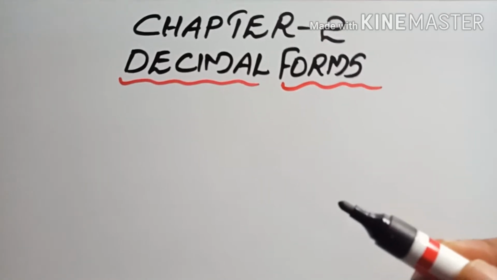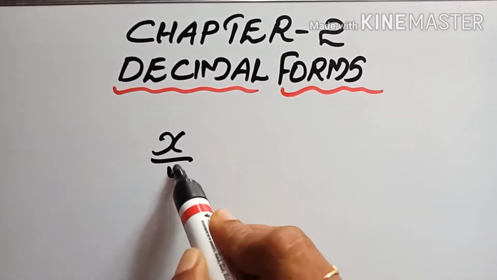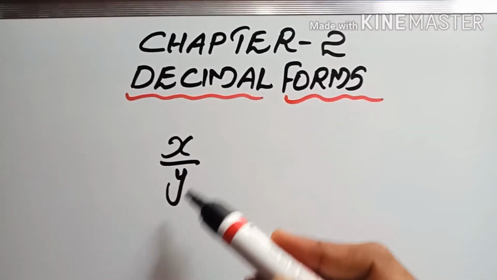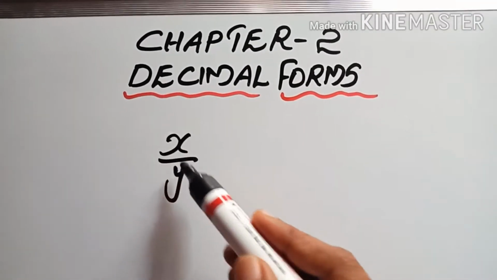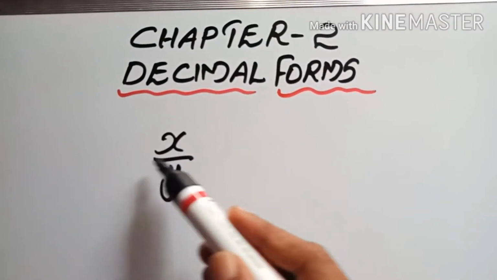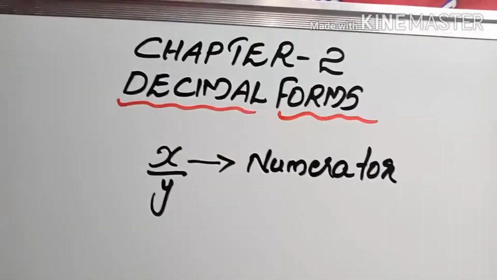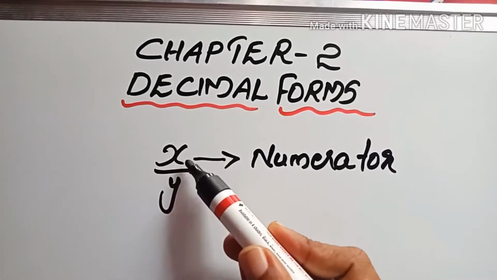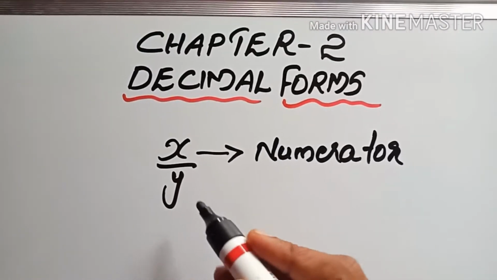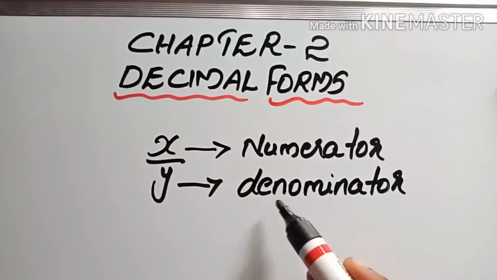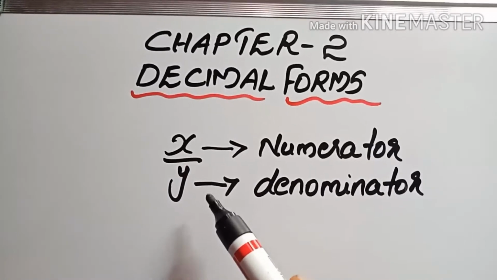What do you mean by a fraction? A fraction means a number which is of the form x by y. Now the number above the division is known as the numerator, and the number in the down position is known as the denominator. So a number which is of the form x by y is known as a fraction.